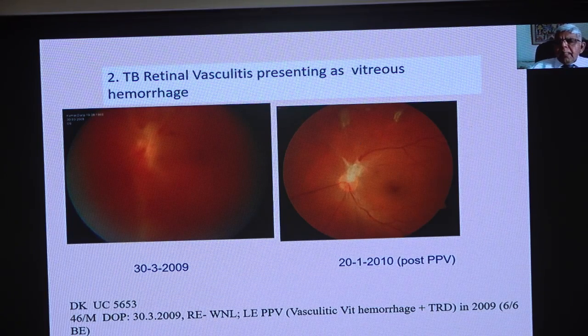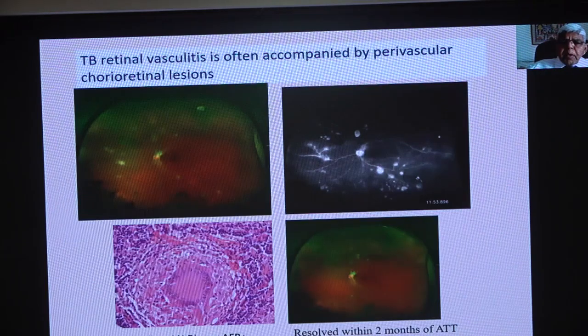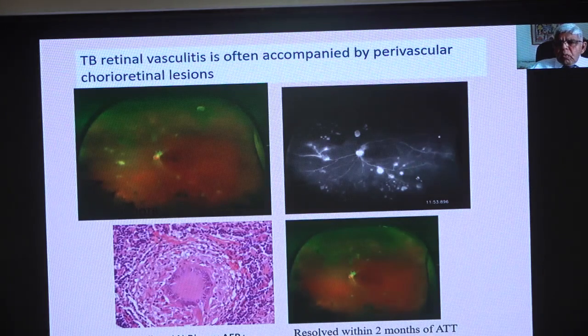The media cleared, and this patient comes back after 4 years with fresh symptoms. Now, what we find in this same eye, as you can see, is multifocal lesions of choroiditis or chorioretinitis, which on fluorescein show extensive staining and vasculitis. What is interesting here, and the point you should note, is that these patients with TB vasculitis are accompanied by perivascular chorioretinitis lesions.